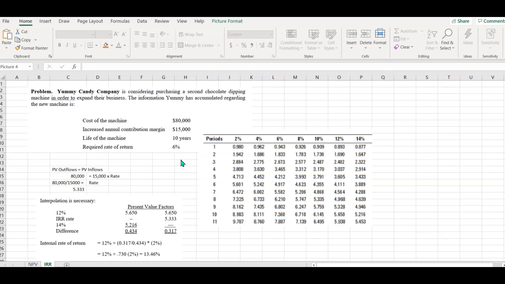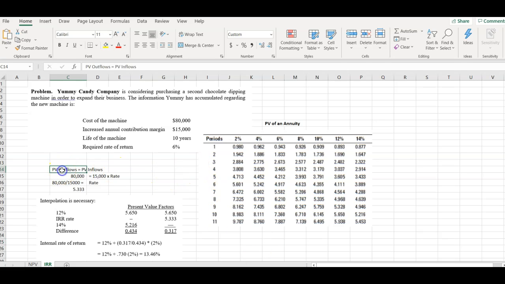To do internal rate of return, you usually use the present value of an annuity table, which is what this one is here. So I'll say present value of an annuity, because we've got the same amount that returns every year. If you don't have the same amount every year, then you've got to do this horrible trial and error thing to try to get it to work.